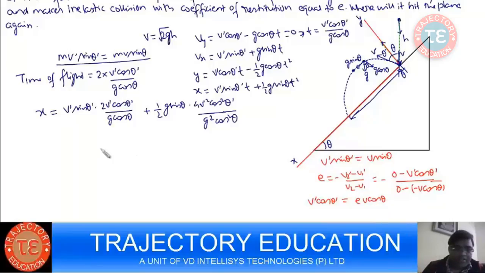cos theta, right? So let's put everything over here. V' sin theta' is V sin theta, and V' cos theta' is eV cos theta. So that becomes g cos theta.